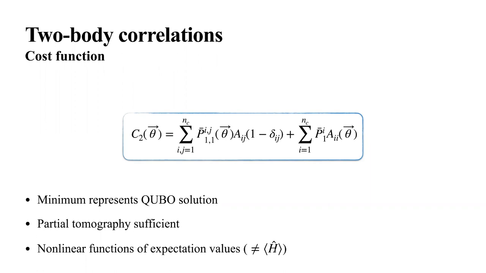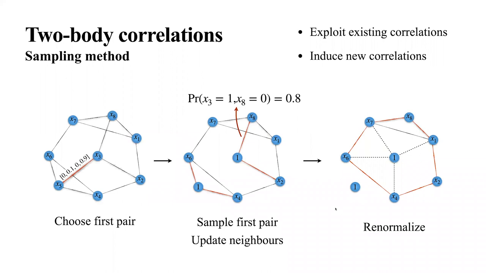And finally, this is again a nonlinear function of expectation values, so it cannot be cast as a mean value of the Hamiltonian, the same as before. I'm not going to show the exact expression in terms of measurements. It's much more involved. One last thing, and after that I'll show the results. Once we have the optimized quantum state, the best quantum state, how do we sample this string? How do we sample the QUBO solution?